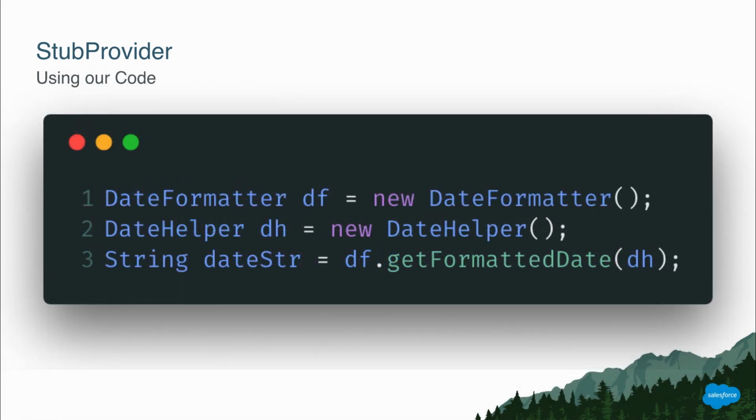And here's how we do that in code. We're going to say, here's our new date formatter, here's our new date helper, and we're going to say date formatter, get formatted date, and we're going to pass in our date helper. That passing in of the date helper, that's called dependency injection. We're passing in the dependent object, and that's how we end up stubbing this. So we're passing in this date helper.